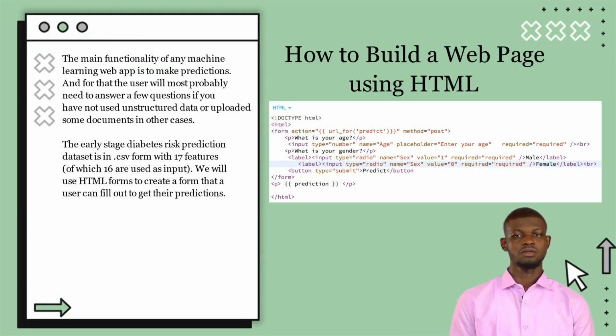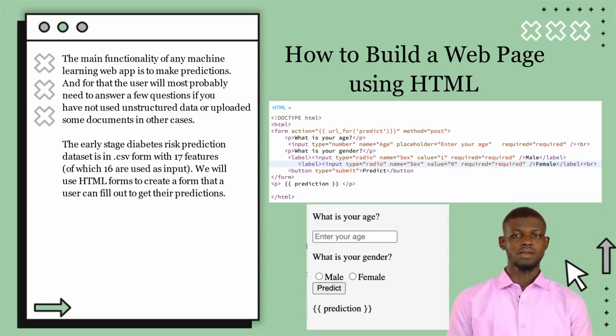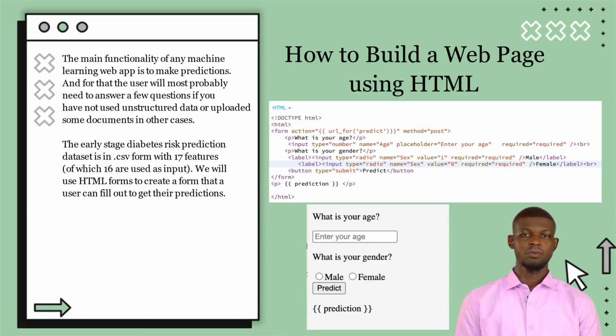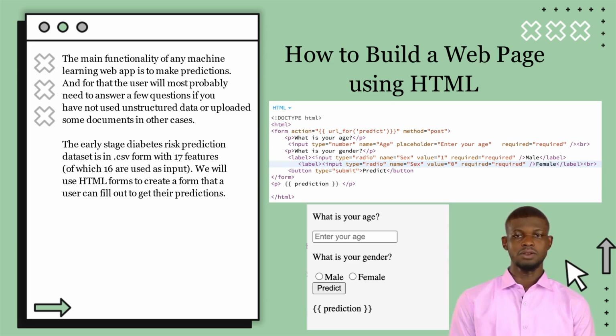How to build a web page using HTML. We have created a form with 2 questions. The action attribute on the form is set to url_for predict, which will render our prediction when the form is submitted. For age, we are providing the user with a number input field, and for gender, we have the radio buttons. The value attribute contains the value for each radio button. Male has value 1 and female has value 0, which will be used as inputs for our prediction. Make sure each input field has matching value attributes as your final dataset.